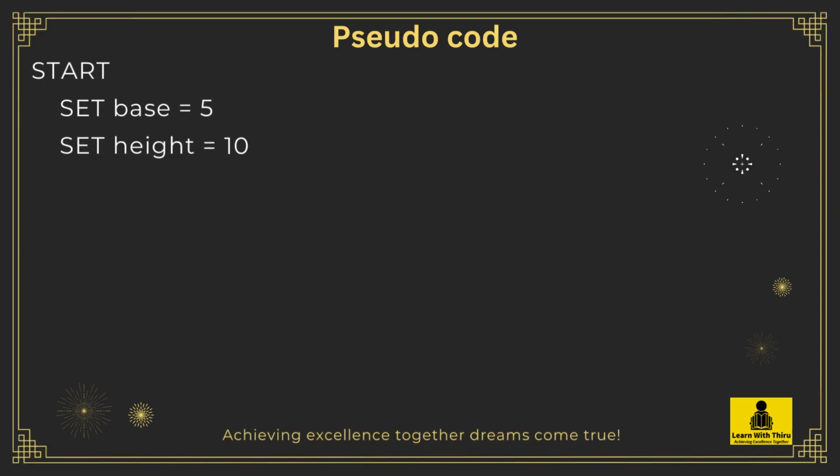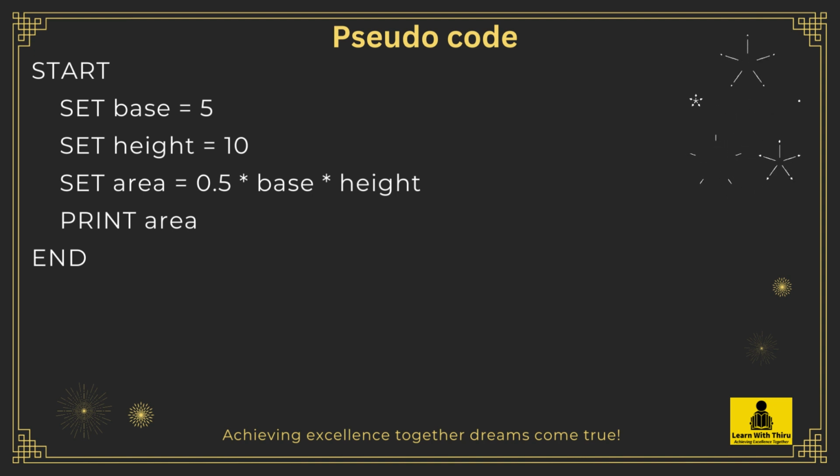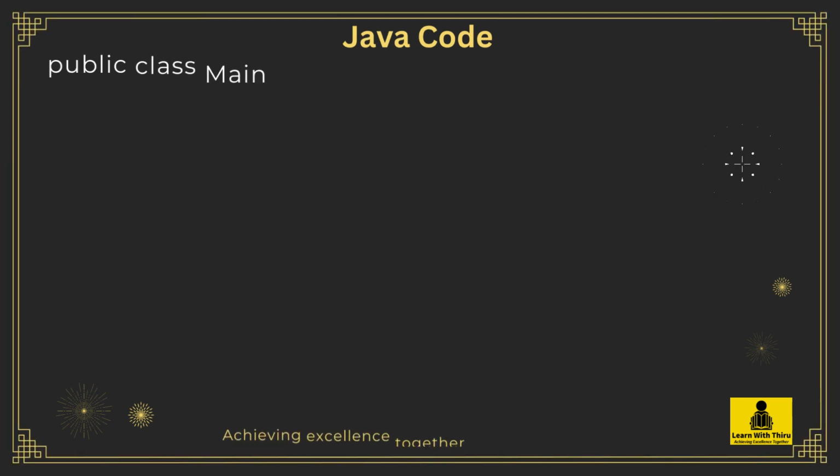Pseudocode. Start. Set base equals 5. Set height equals 10. Set area equals 0.5 * base * height. Print area. End.